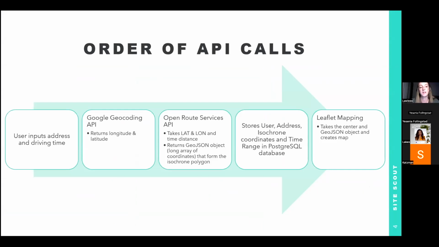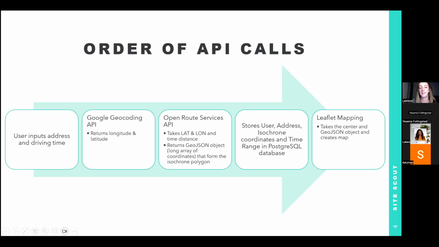As soon as a user inputs that address and driving time, it makes a call to a Google Geocoding API, which returns a latitude and longitude coordinate, which then gets sent to OpenRouteService and returns a GeoJSON object, which is a long list of coordinates that form that isochrone polygon, the shape that you see around the center.